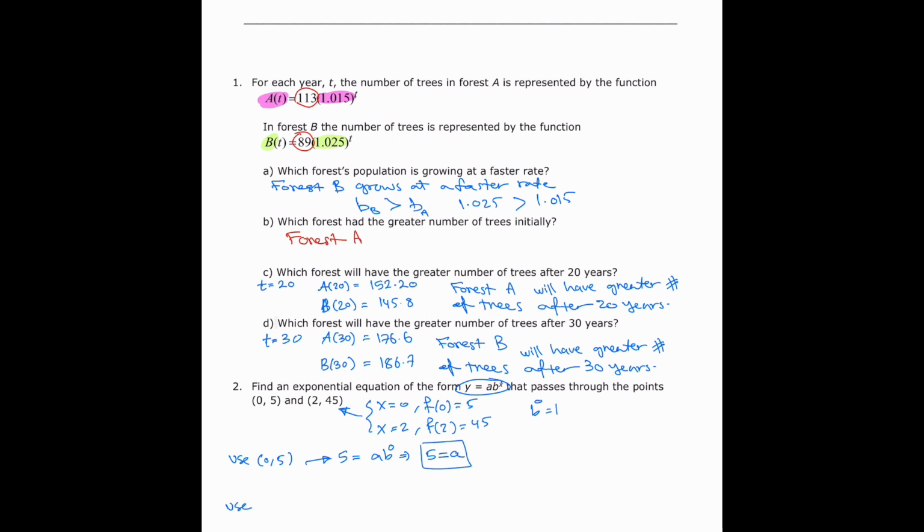Now we're going to use the other point, which is (2, 45). That leads to 45 equals 5 times b to the second power. Now we're going to divide both sides by 5. You will get b squared equals 9. And now b is equal to positive 3, because we can't take the negative, since the base must be positive. So the function f of x, or y, equals a is 5 and b is 3, so y equals 5 times 3 to the x power is the resulting equation.